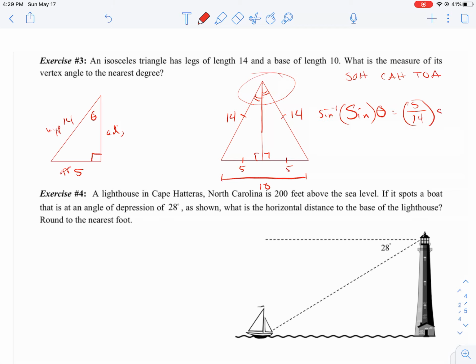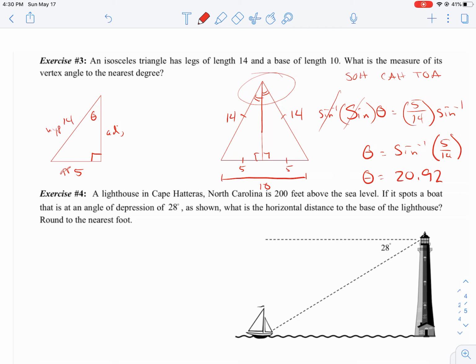I'm going to take the inverse sine of both sides. So this cancels on the left. So theta is equal to the inverse sine of 5 over 14. So inverse sine of 5 divided by 14, and you get theta is equal to 20.9. Now I'm not rounding here yet, so I'm going to go 20.92 even. Okay, so that is the angle measure for one of the triangles.